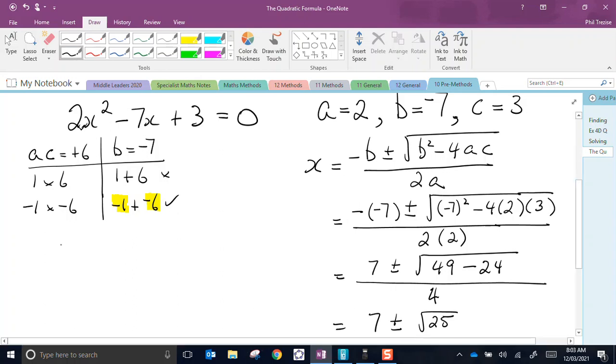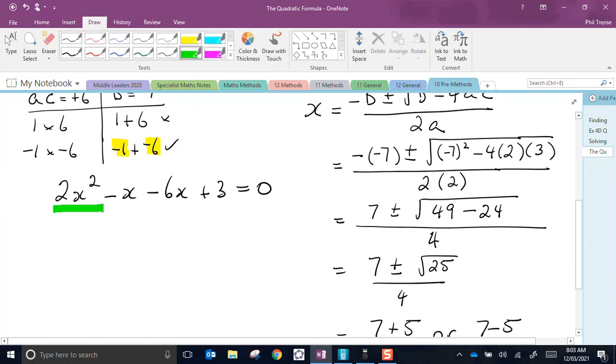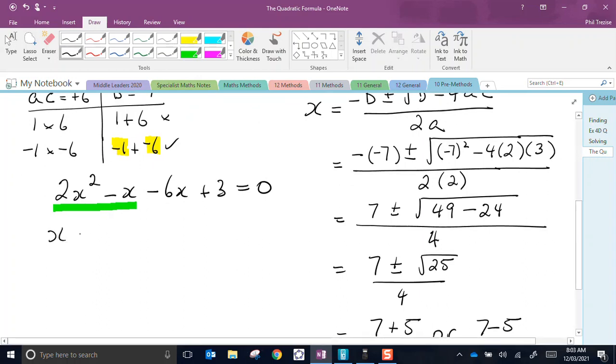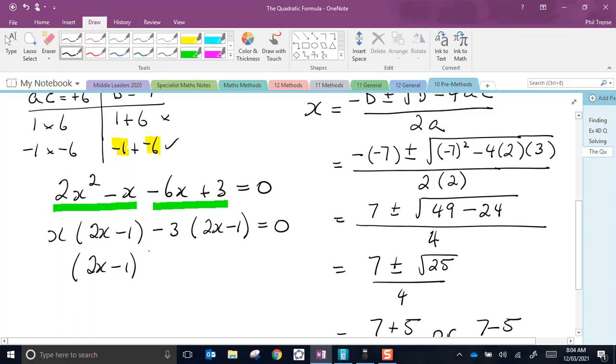My quadratic then I'll write as 2x squared minus x minus 6x plus 3 equals 0. Now taking a common factor from the first two terms, that would be x outside 2x take 1. Looking for a common factor from the second two terms, and remember I'm trying to produce the same 2x take 1 here, so I think it would have to be negative 3 as the factor. Negative 3 by 2x is negative 6x, negative 3 by negative 1 is positive 3, that's right. And now I have 2x take 1, x take 3 equals 0.